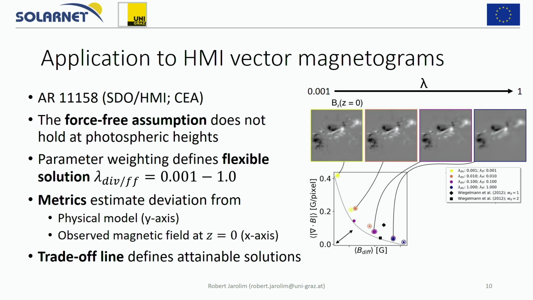Sure. Try not to smooth that much Bz, but Bx and By, because you can always get a force-free condition at the photosphere without Bz. With that, you're changing the magnetograph. That's a good point as well. That's also what is included.